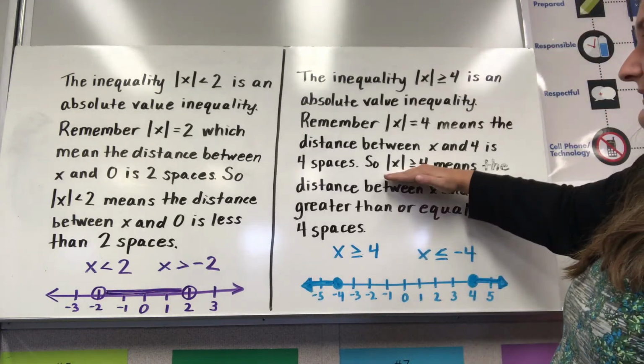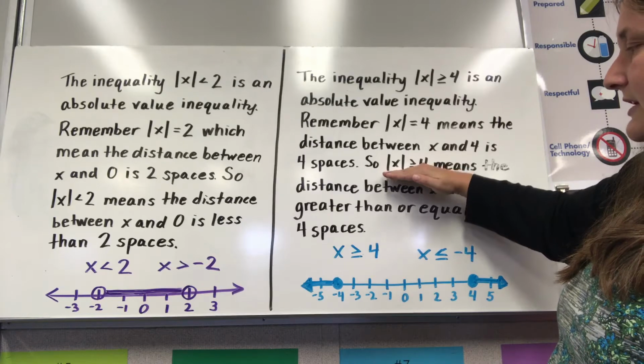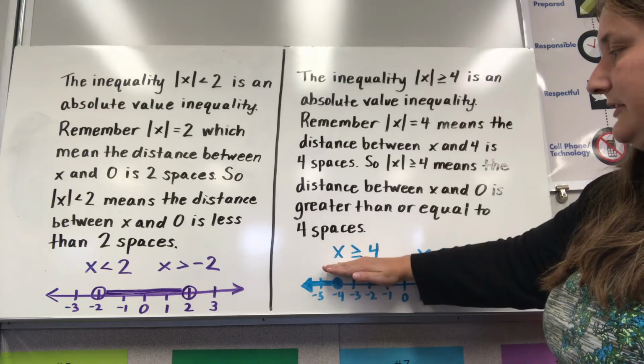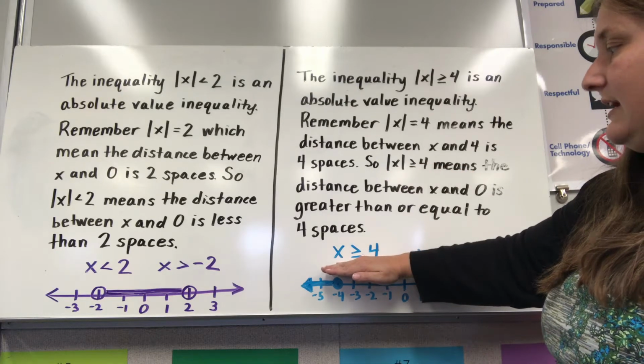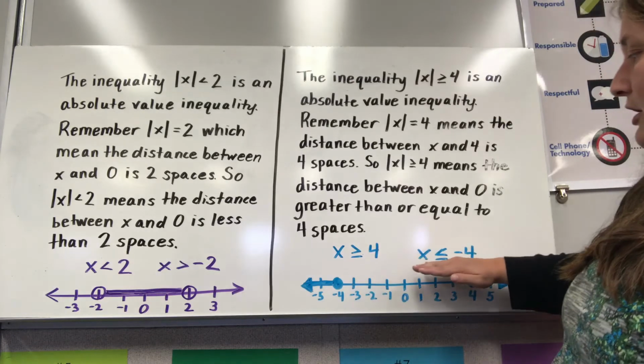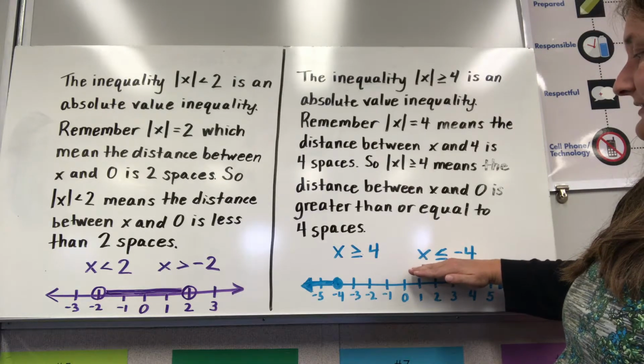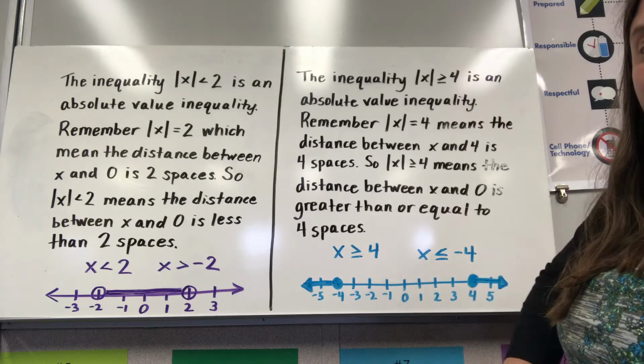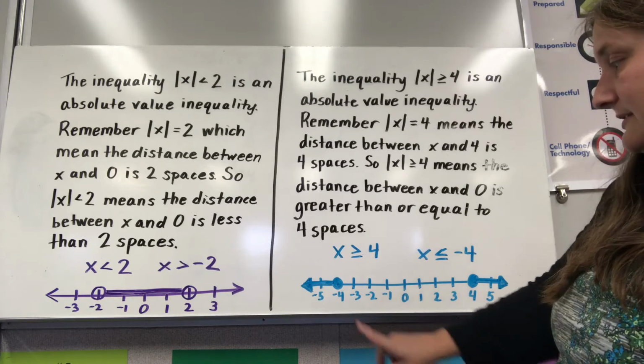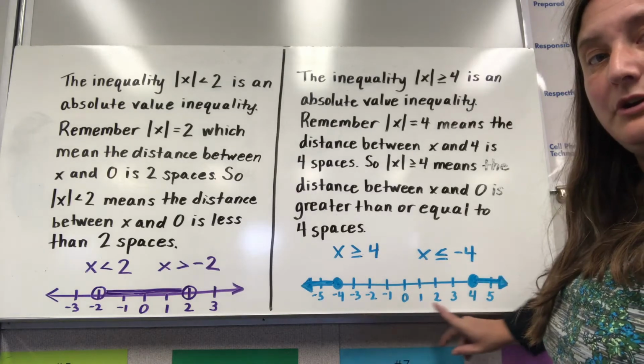So I can basically take this inequality and write it exactly as it is without the absolute value signs. x is greater than or equal to 4, or I can flip my sign and say x is less than or equal to negative 4, and it gives me all my solutions. And once again, we have a compound inequality.